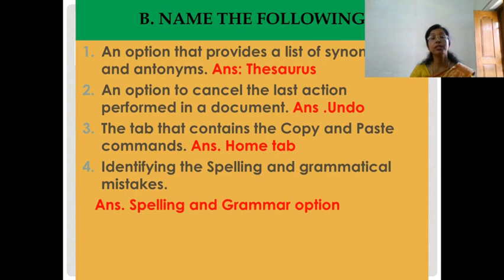Now the next question: the tab that contains copy and paste commands. The tab name is the Home tab. We will get the copy and paste options in the Home tab. Now question number 4: identifying the spelling and grammatical mistakes. Which option? The spelling and grammar option. We use the spelling and grammar option to identify the spelling and grammatical mistakes.